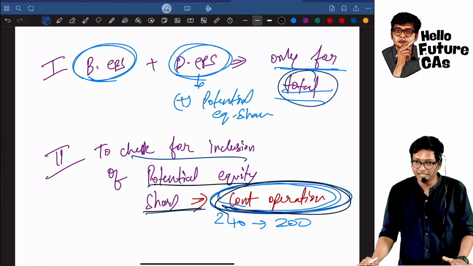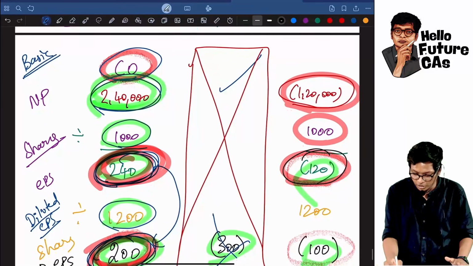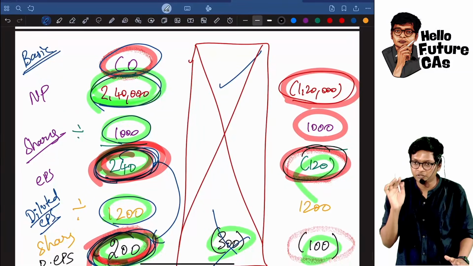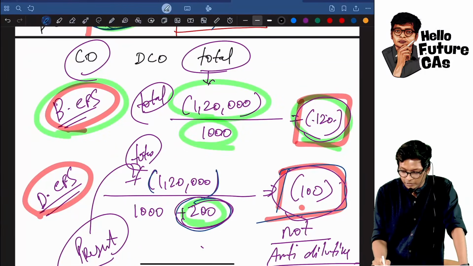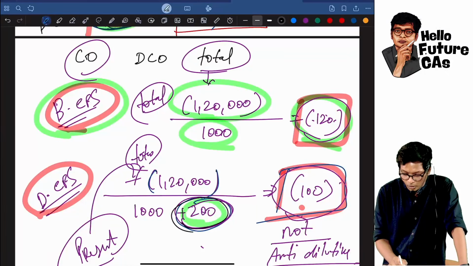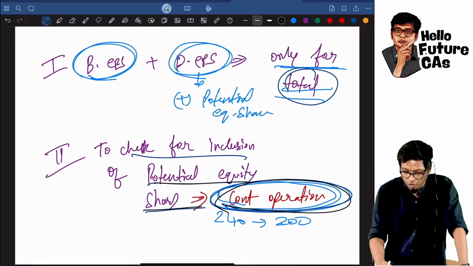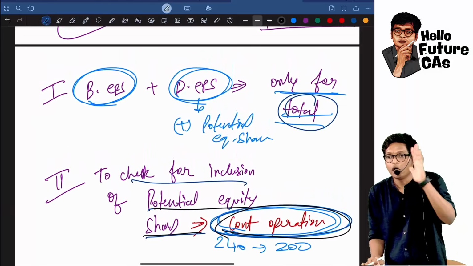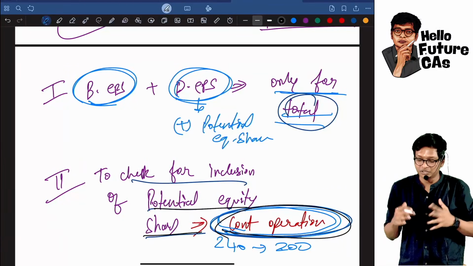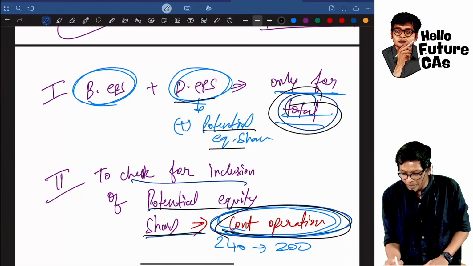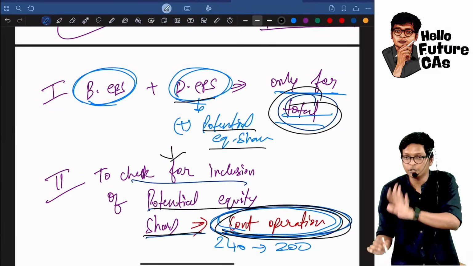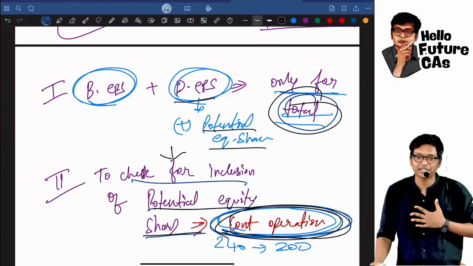Are you following, guys? Ideally, what I should have done is I should not have prepared the whole chart. I should have straight away gone with total. So you start off with total negative 120, negative 100. Whether to add this 200 or not, you will cross check with continuing operation, which is decreasing. That's all. So simple in exam. Do it for total. In dilution, whether to add potential equity shares, check step 2 by comparing with continuing operation. That's it for exam. Are you following, guys? Clear?